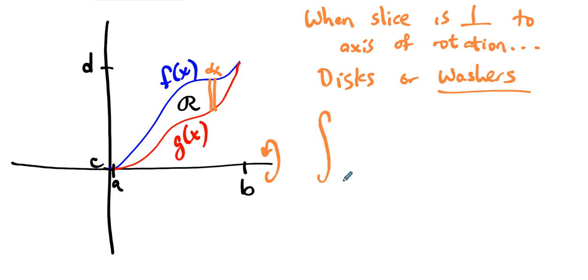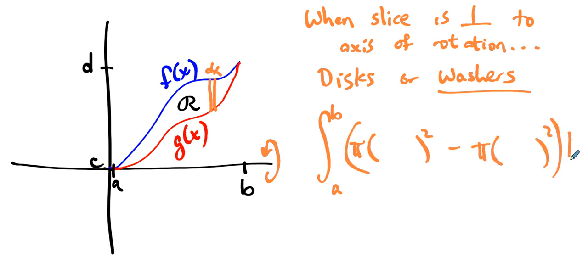And we remember how washers go. Washers was pi times a big radius squared minus pi times a little radius squared dx. The big radius from the axis of rotation to the farther curve, the little radius from the axis of rotation to the nearer curve.